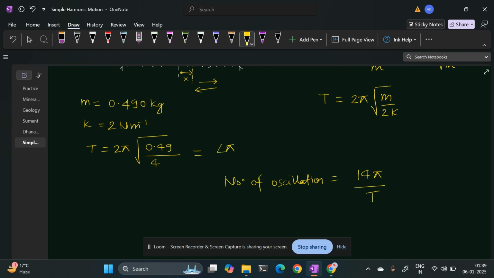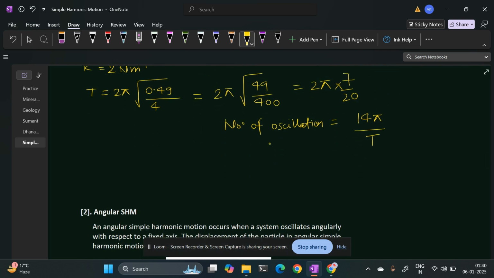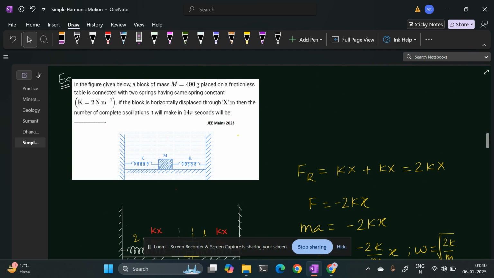So from here we can write 2 pi root under 49 upon 400, that is 2 pi into 7 by 20. After calculating this time period, for calculating the number of oscillations we put the time period value in this formula and we get 20 oscillations. So here, this is a NEET type problem. The number of oscillations it will make in 14 pi second will be 20.